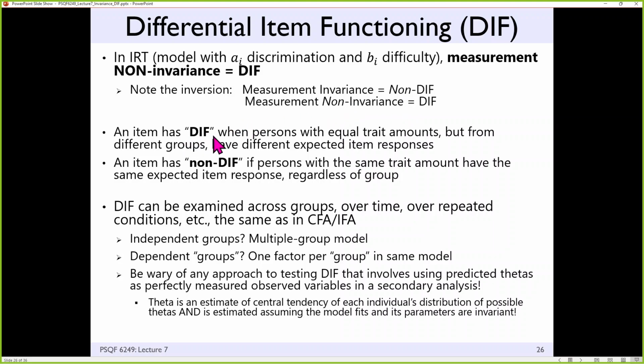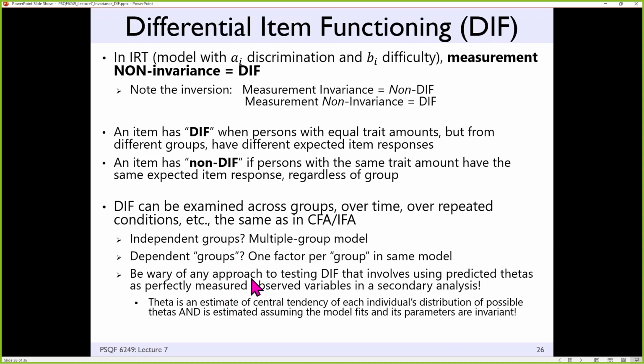People talk about it that way when persons with equal trait amounts but from different groups have different expected item responses. And an item has non-DIF if the parameters can be constrained equal, meaning that they have the same predictions regardless of what group they come in. The same rules in terms of how you would set up the model are the case here as in CFA. If you have independent groups, it would be a multiple group model where both groups are being estimated simultaneously but separately. Dependent groups would be part of the same analysis like we just saw for the longitudinal example.